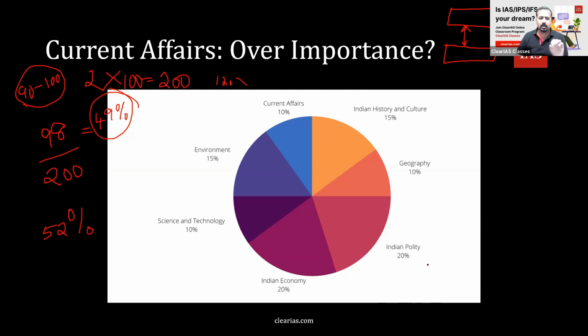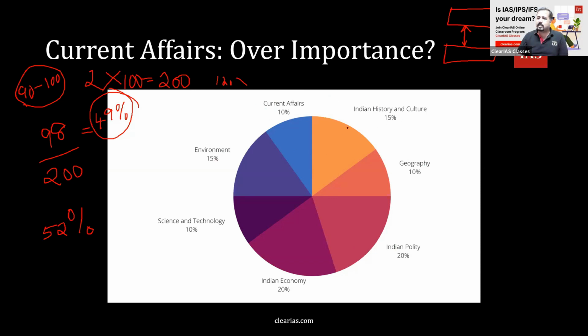This is a sample chart based on my experience with UPSC prelims. So which are the areas, on an average? This is just an average chart based on the average trends in UPSC prelims, showing from which areas questions are coming. There are 7 crucial areas in UPSC prelims: Indian history, geography, polity, economy, science and technology, environment, and current affairs. So this is how UPSC divided GS paper 1 into 7 sections.